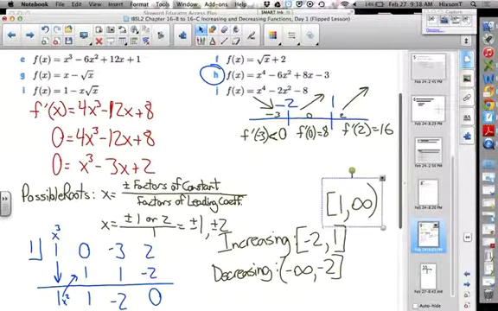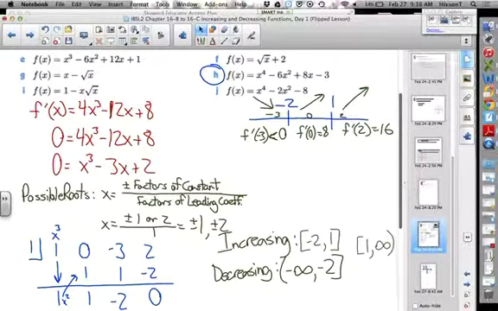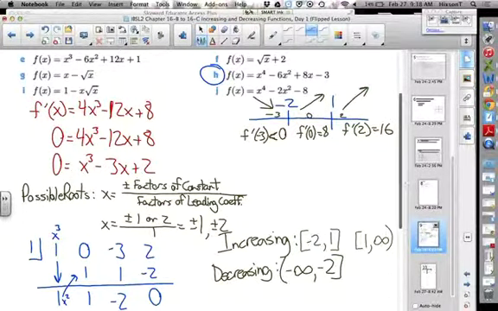And really what we ought to do, since it's both of these, we would then say union.